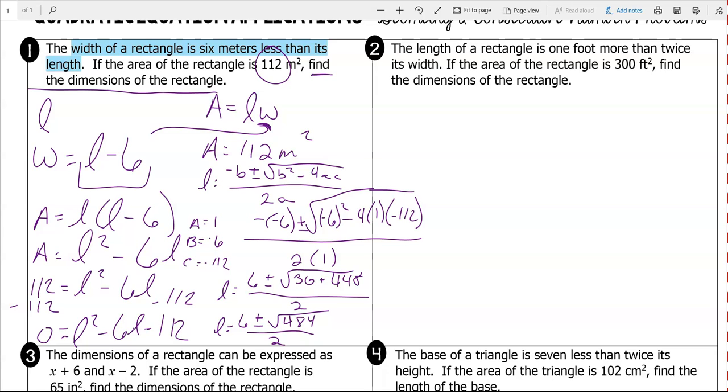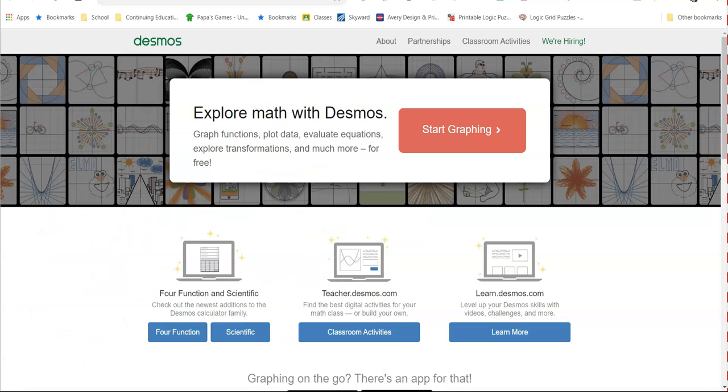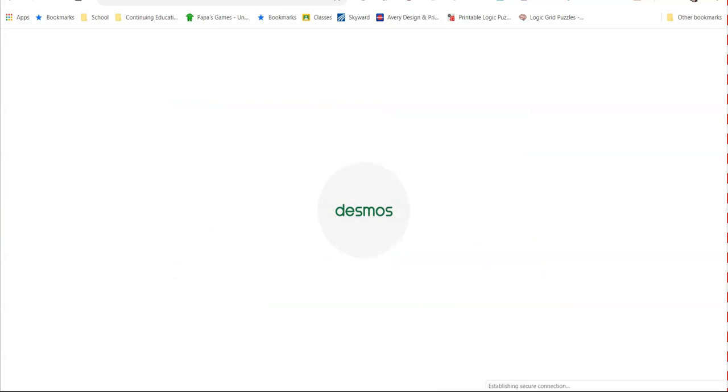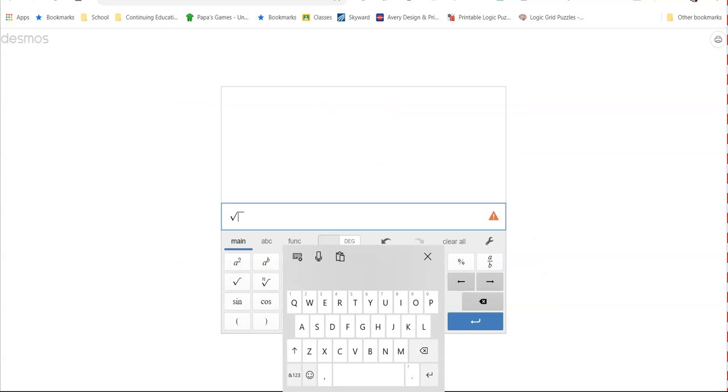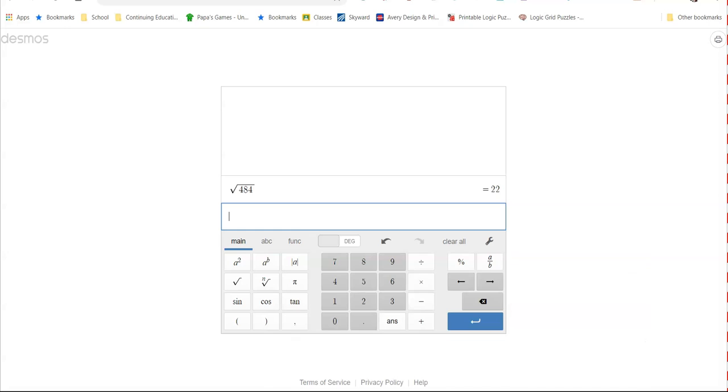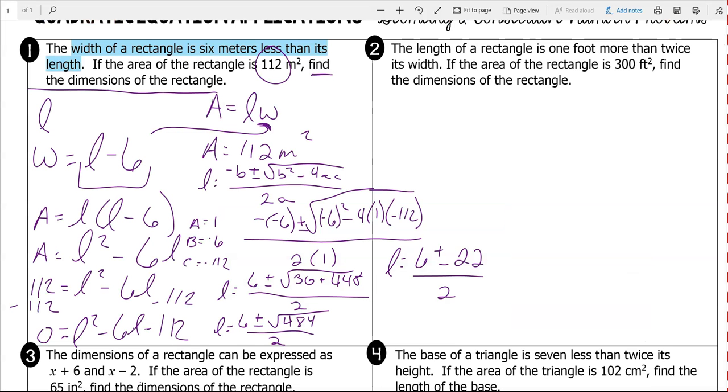So let's go ahead and use a calculator to come up with the information we need. Again, if you don't have a graphing calculator or a scientific calculator available to you at home, Desmos.com has a scientific calculator available. Just go to Desmos.com and click scientific. Then we put in the square root of 484, and the square root of 484 is 22. So that gives me L equals 6 plus or minus 22, divided by 2.